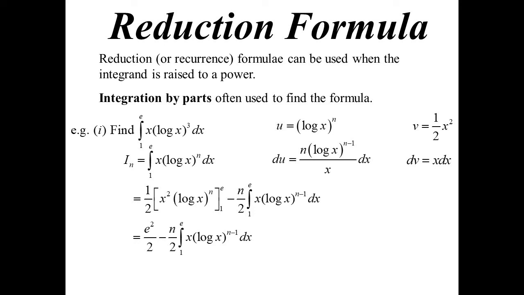Now, I can work the first bit out. Let's sub in the e, we sub in the 1, we get e squared on 2. And so there's our formula: I n equals e squared on 2 minus n on 2, I n minus 1. So now I can use my formula, because what we've got is I3. So using the formula, I get e squared on 2 minus 3 on 2 lots of I2.